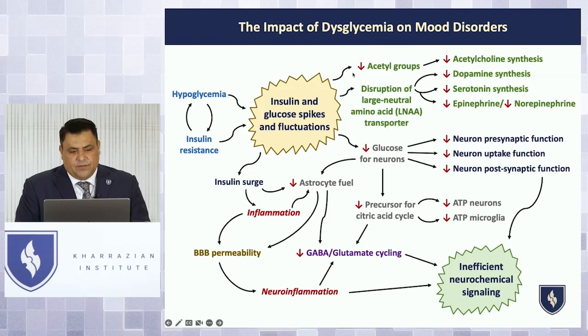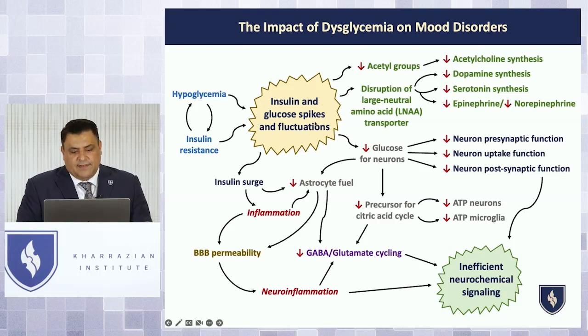And this is going to, first of all, make acetyl group delivery for acetylcholine synthesis impaired. This can also cause disruption of large neutral amino acid transporter, which will impact dopamine, serotonin, epinephrine, norepinephrine synthesis. So this is where we see in green all the neurochemical disruptions.